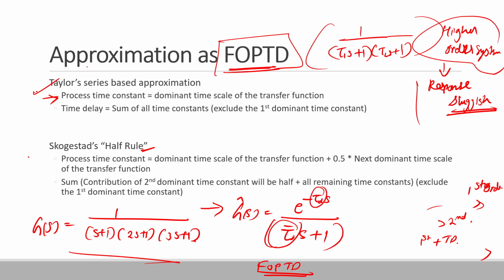There are two rules for Taylor series based approximations, one rule to find the time constant, that is this value, and another rule to find the time delay of the system. Similarly, for the half rule formula, the time constant is found by these heuristics, and similarly the time delay is found by this rule.